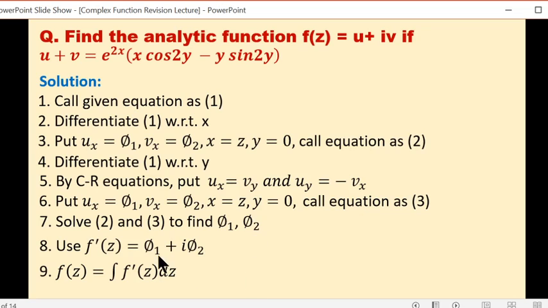We substitute this phi 1 and phi 2 in the formula f dash of z equal to phi 1 plus i phi 2. So we have got f dash of z here. When you integrate this f dash of z, you get f of z, and that is what we had to find: the analytic function f of z. So this was our problem type 5, where we had to find the analytic function when a combination of u and v is given.